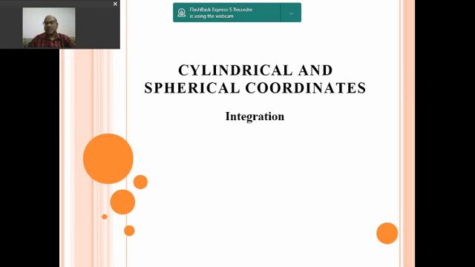I think this is the first time you will be facing this topic. How you can visualize things in cylindrical and spherical coordinates will be a very interesting part. So try to understand and have a good look at the topics and the formulas we are going to find out.